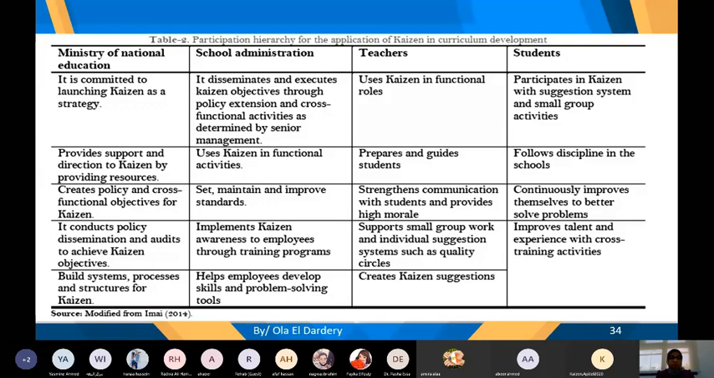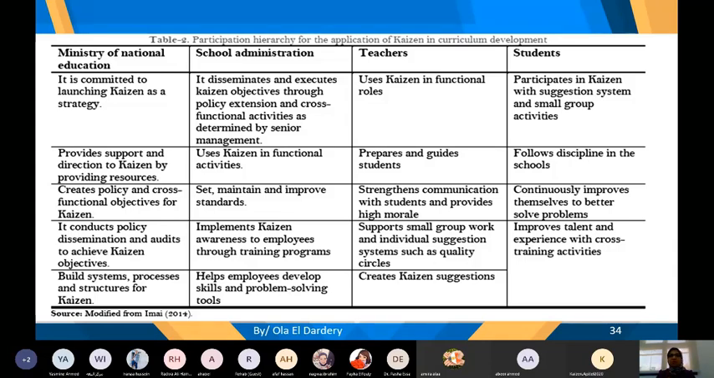As well, they should support small groups of work and individual suggestions. Suggestions are a very important, critical part of Kaizen. It's a very important tool. They have to support the suggestions at all times, and they have to have quality circles.